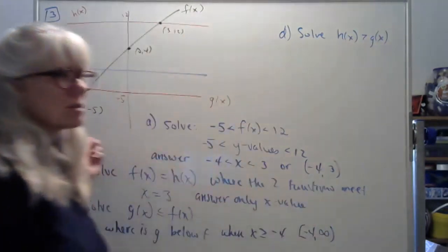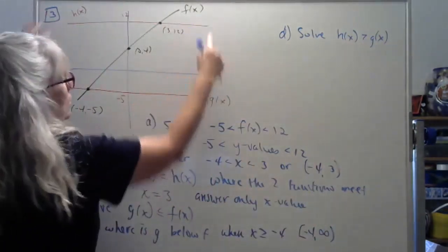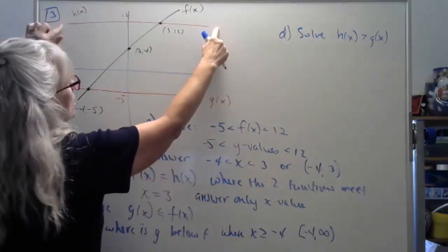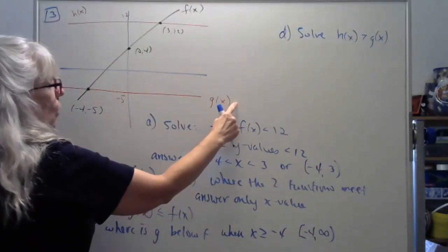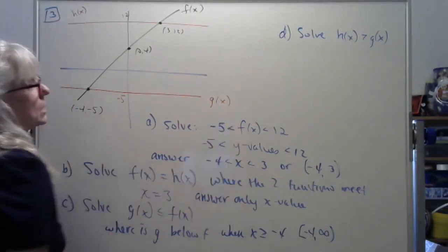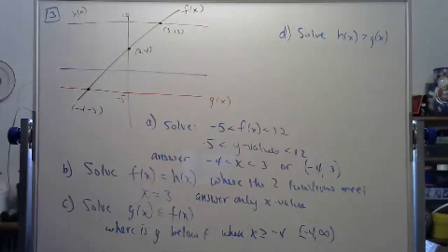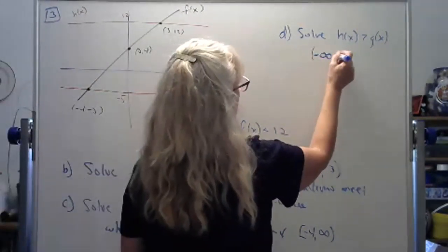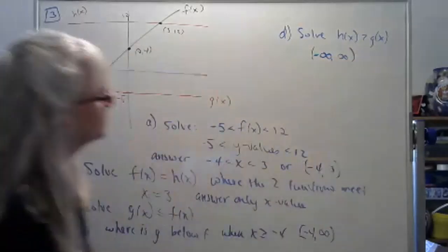Well, isn't that always true? I mean, isn't this one always above this one? And again, you're talking about y values. So the y values here are always larger than the y values here. So that's true along the whole length of the picture. So then our answer is going to be from -infinity to infinity. It's always true.